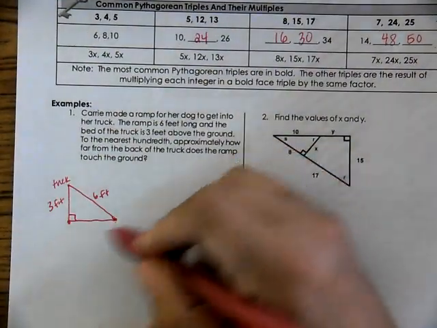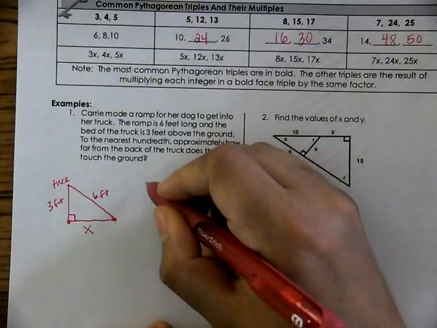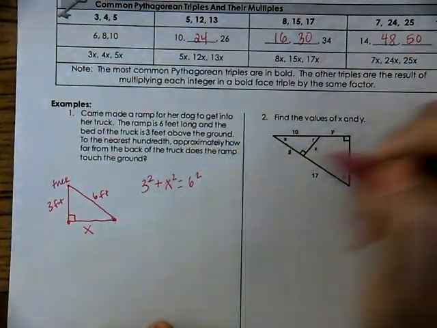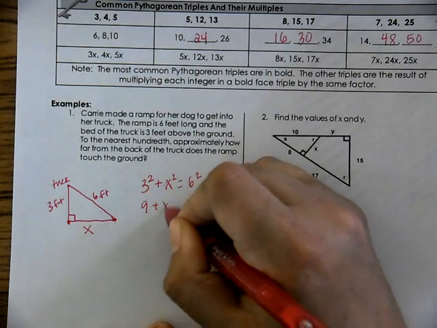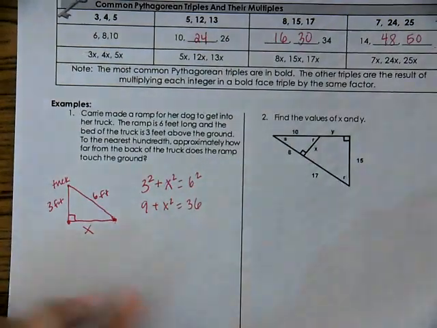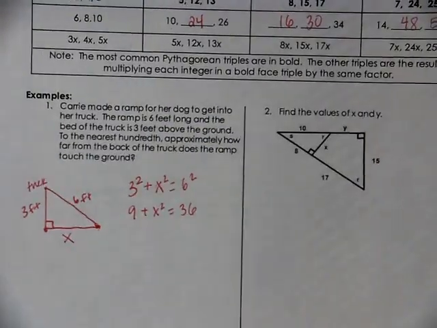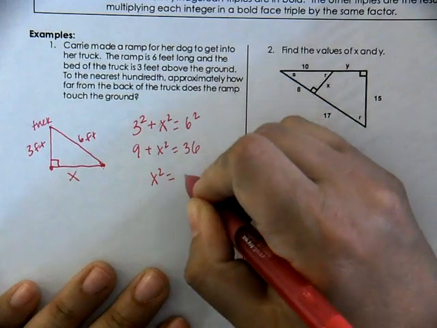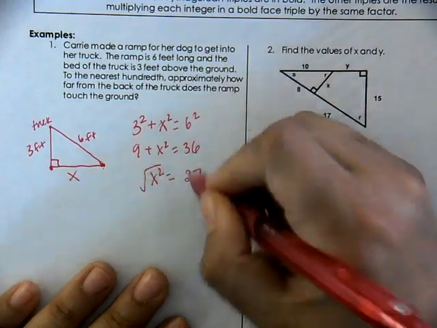Okay, so to figure this out, we can call it x, and here's where we would do Pythagorean theorem. 3 squared plus x squared equals 6 squared. That's 9. And you don't have to show all of your work, but I'm going to show it here just so that you can kind of follow along. And then we want to subtract the 9. So you would get 27. And now we're square rooting it.